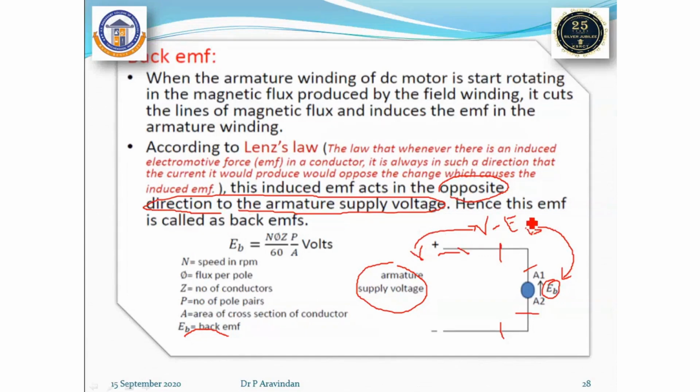This is what we are explaining here. This V is the supply voltage. Okay, the direction, in this direction, this is the direction.